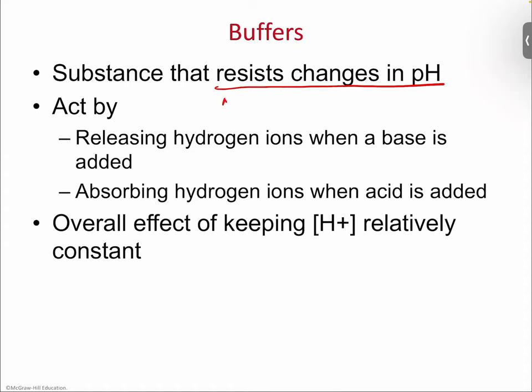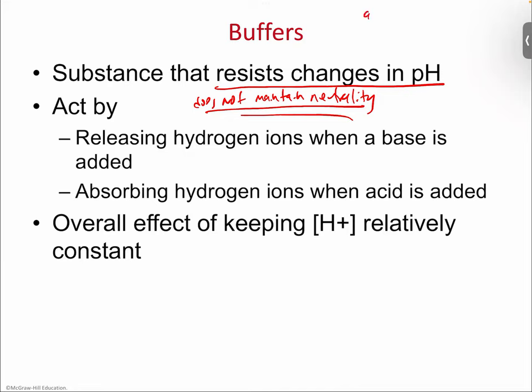Now, the important thing to understand is it does not maintain neutrality. That's the most common mistake that a general bio student makes. Like I ask them a question, something like this. So define a buffer. Oh, it maintains neutral pH. No, that's wrong. A buffer maintains pH, period, regardless of where you are in the pH scale.